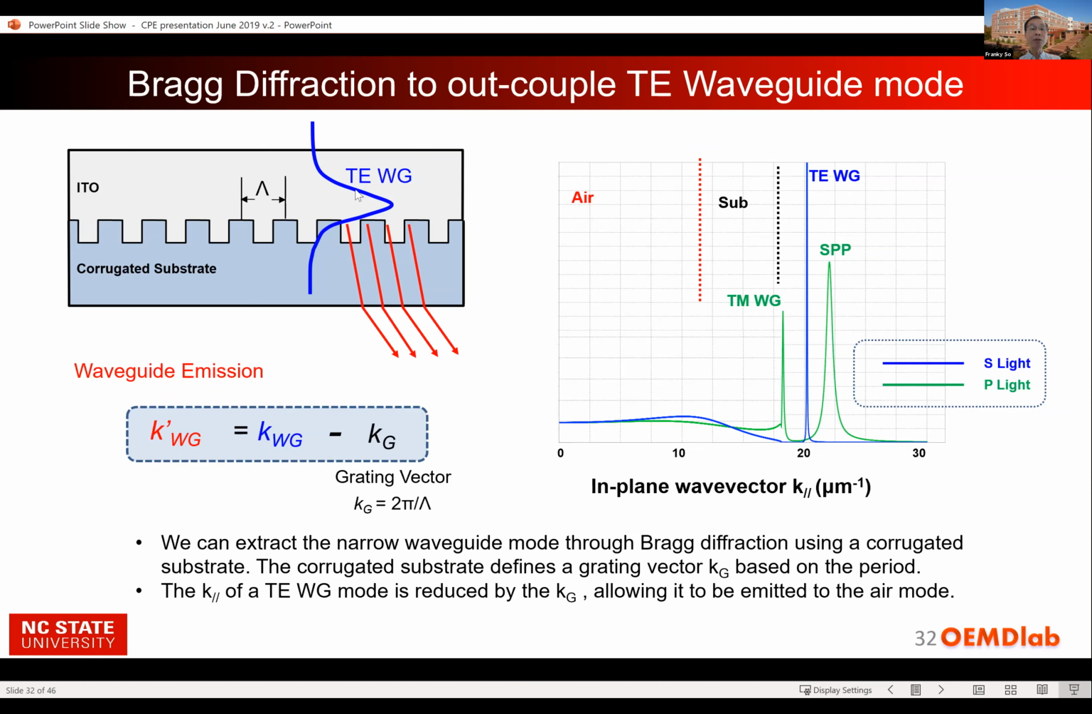Okay, so this is the TE waveguide mode. So how do we extract the TE waveguide mode? We need to have a periodicity of the grating such that it would bring the light from the waveguide mode into air. Now on the right we show the mode profile, right? The red region corresponds to the waveguide mode. This is the boundary between the waveguide mode and the substrate mode, and the blue line corresponds to the TE waveguide mode, right? The TE waveguide mode is S polarized. So if you have the grating introduced, with the presence of the grating vector K_G, then the TE waveguide mode can be extracted.